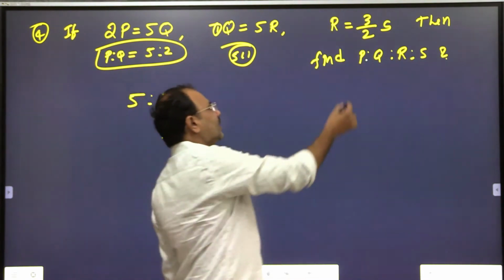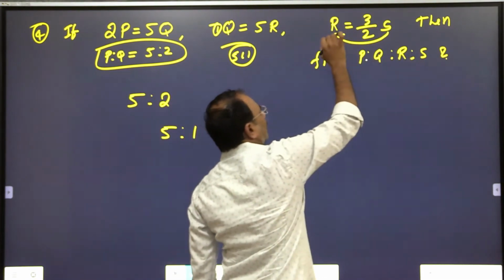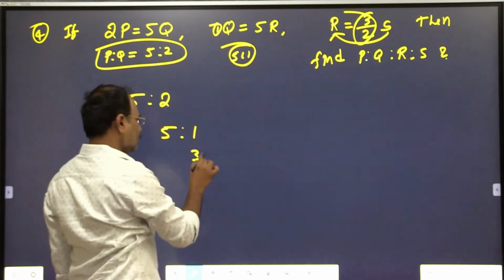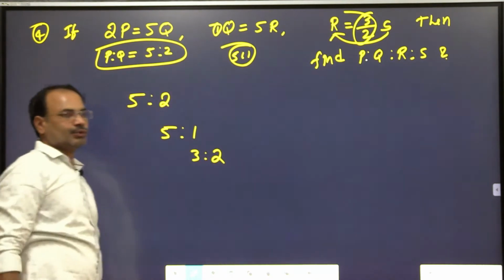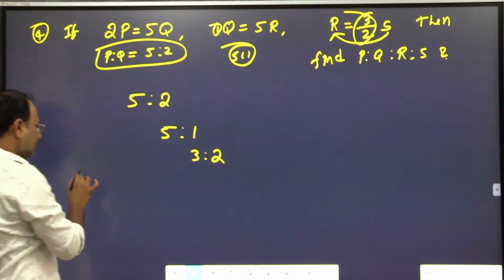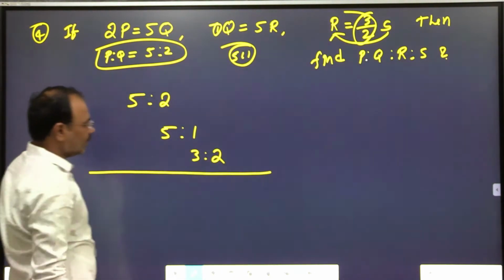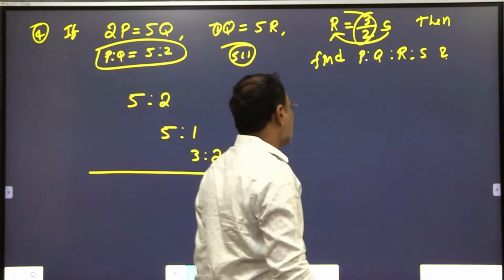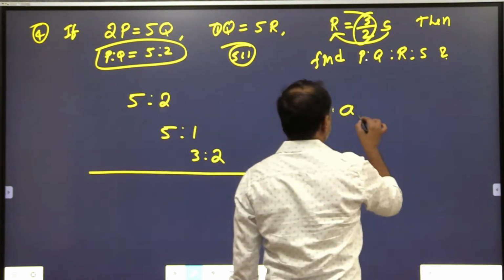And next, r is to s. s comes across, so r by s is 3/2, which can be written as 3:2. So here we have 3 ratios. When we have 3 ratios, what must we compulsorily do? Working rule 2. In the last video we discussed working rule 2.